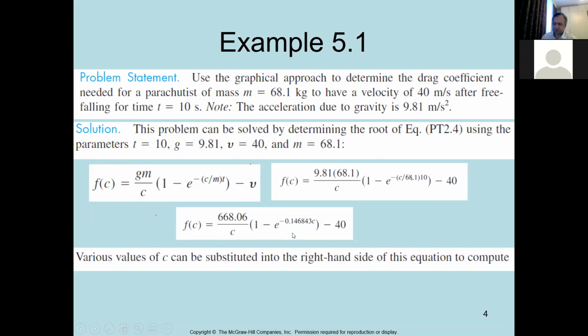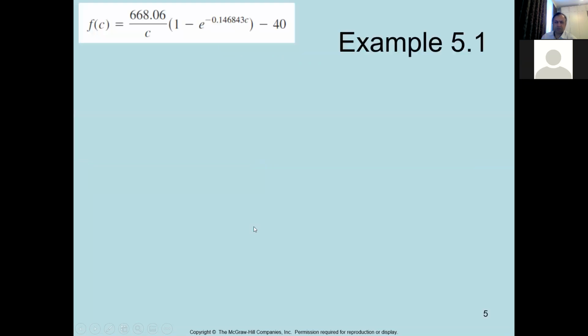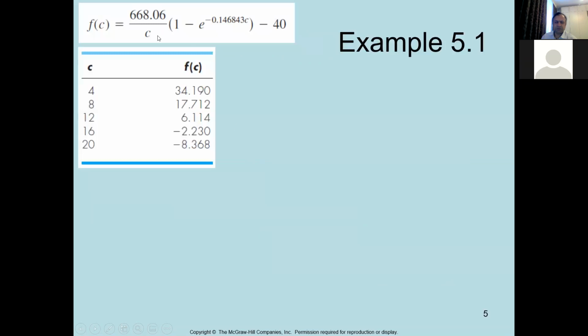If you take your calculator and try various values of C, for example, C equal to 10, you calculate 668.06 divided by 10 and then compute the value of f of C. You can use the same equation and input different values of C. For C equal to 4, f of C is 34; for C equal to 8, f of C is 17. As we increase the value of C, the value of f of C is decreasing.